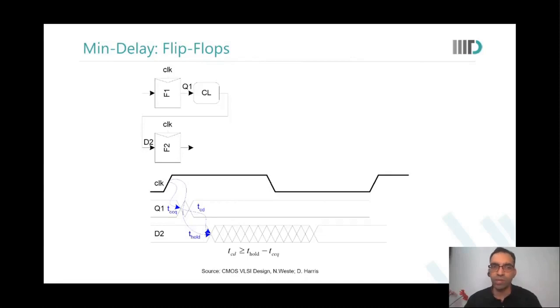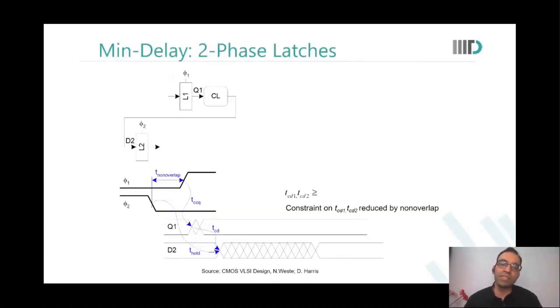What about min delay in two-phase latches? We would want that the phi1 triggered output should reach L2 after the hold time requirement has been met. Is this clear?